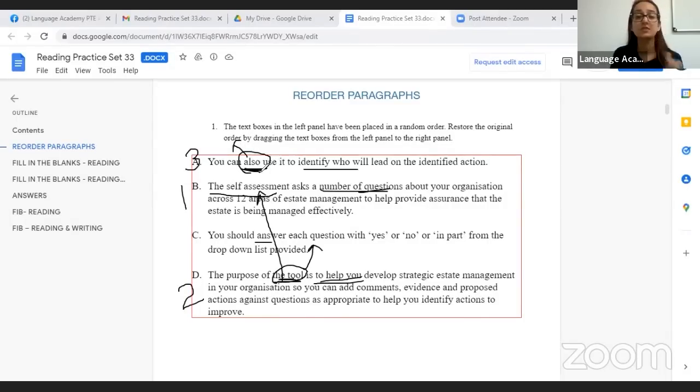So what is the first use is what you should ask yourself. The first use, obviously it is helping us, means we are using it. So the purpose of the tool is to help you means one, we can use it to develop strategic estate management. Second, we can also use it to identify who will lead on the identification section. And once we have completed talking about the tool, we have explained everything about the tool, then you switch over to you should answer each question with yes or no or in part from the drop-down list provided. So please look at which sentences talk about the same topic. The majority of the sentences are talking about what, and then move on to the new topic.